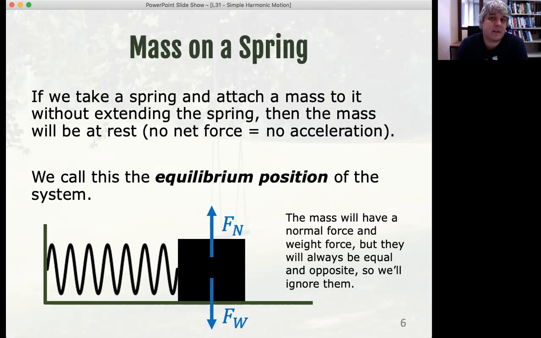When we have the mass exactly at the position where the spring is not stretched or compressed, so the spring is at its natural length, then there is no net force on this block. There's weight force and normal force, as we said, but there's no net force. And we call that the equilibrium position of the system. So when we talk about equilibrium position for simple harmonic motion systems or for oscillating systems, we're talking about the force equilibrium. So there's no net force at the moment, it's the equilibrium position.